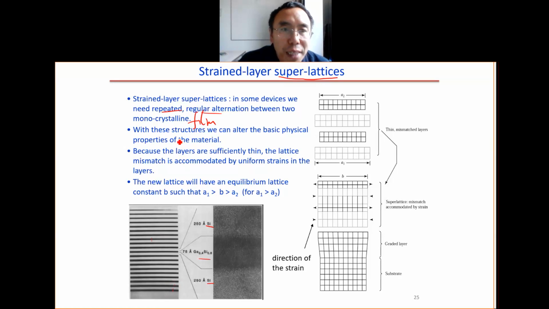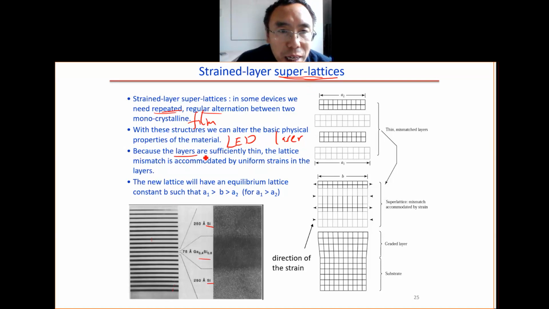So we have repeated layers. This is called a superlattice. This superlattice can give you the property you want. For example, it is widely used for the light emitting diode, and it's also used for the laser and photodetector. So this is popular.